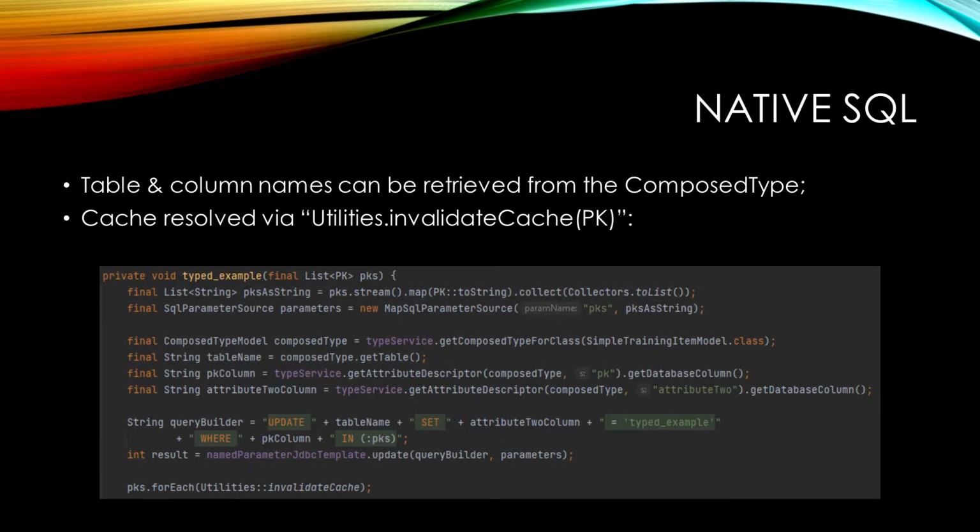To get correct table and column names, you can use the composed type item. With type service, you retrieve the composed type and from it the name of the table. For column names, get the attribute descriptor and retrieve the column name from it. Cache issues can be resolved with the invalidate cache method from the PK utilities.